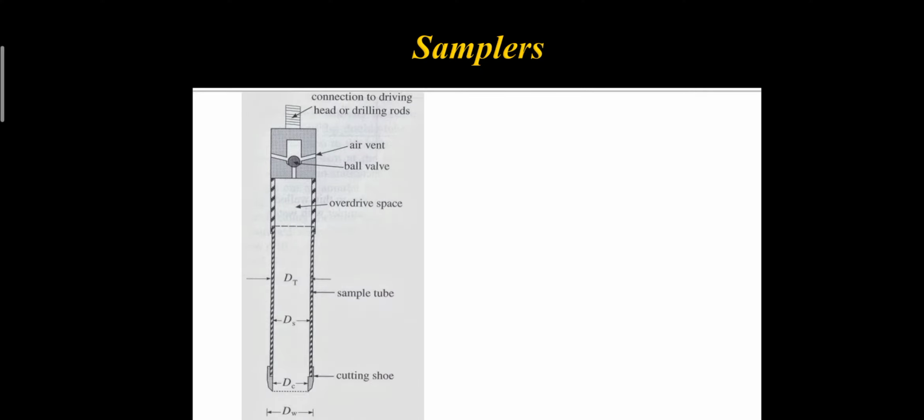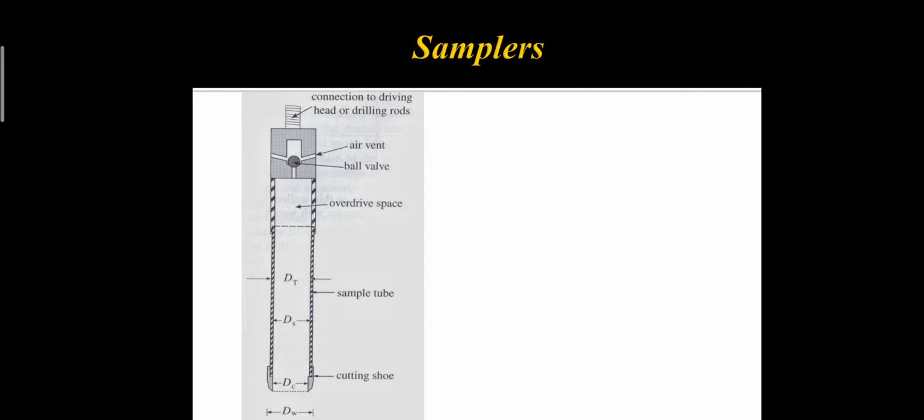Okay. The next part is the sampler. What is a sampler? Samples are of two types, disturbed and undisturbed. A sampler is different. We know that we will bore the soil. After boring or drilling the soil, it is our responsibility to collect the soil samples from it. So we need some equipment for that, and those are called samplers.